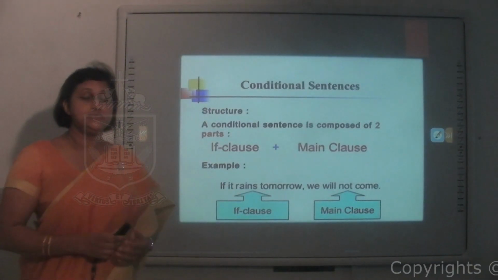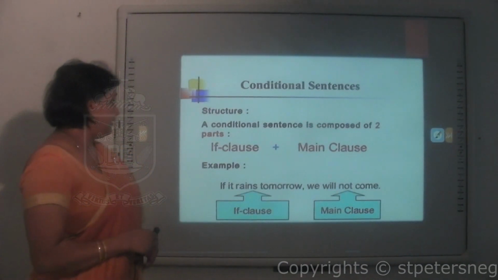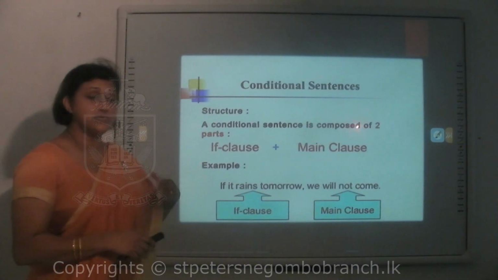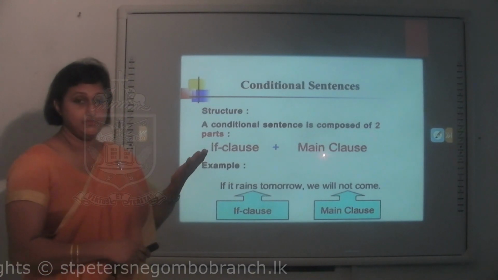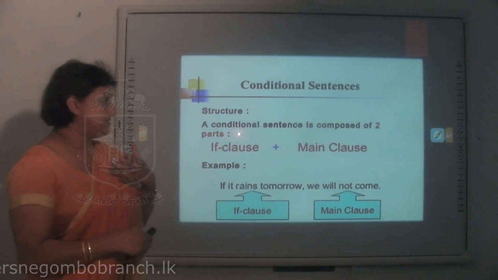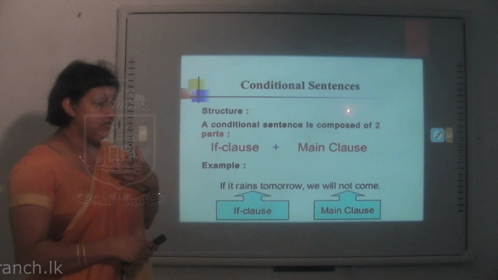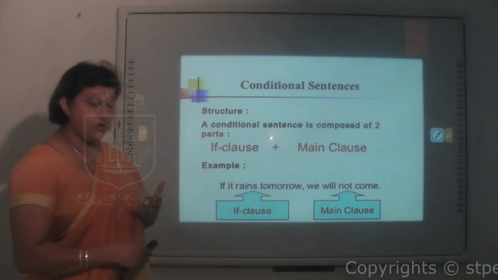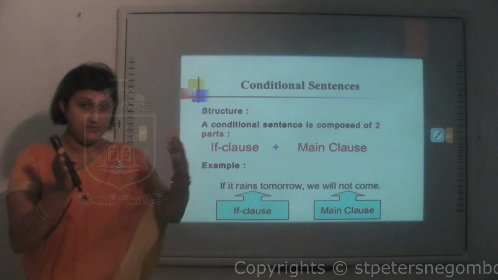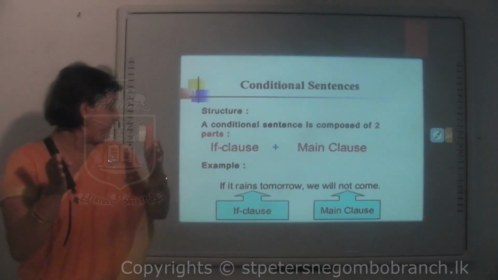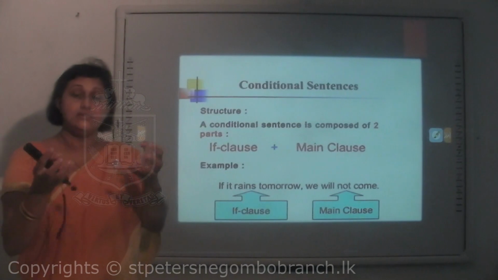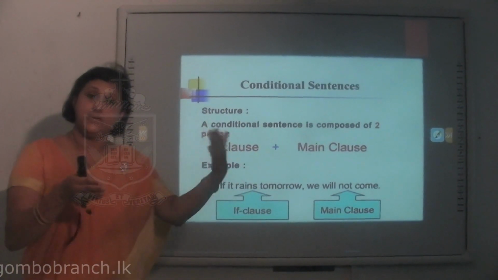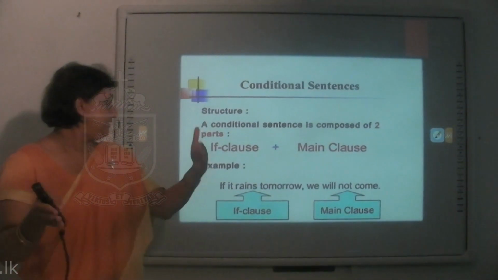When it comes to these conditional sentences, children, there is a particular structure. The conditional sentence is composed of two parts: an if clause and a main clause. Now you already know what a clause is. So what is this if clause? That is the clause in the conditional sentence which holds the condition, where the word if is there. If you study hard, that is the part called the if clause.